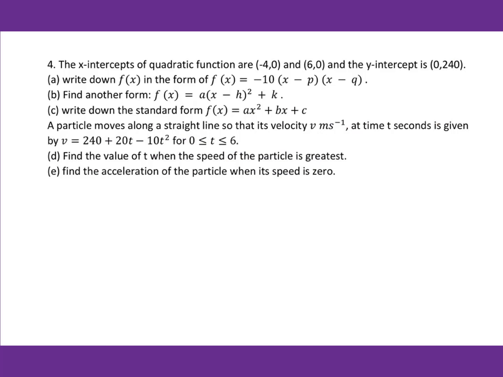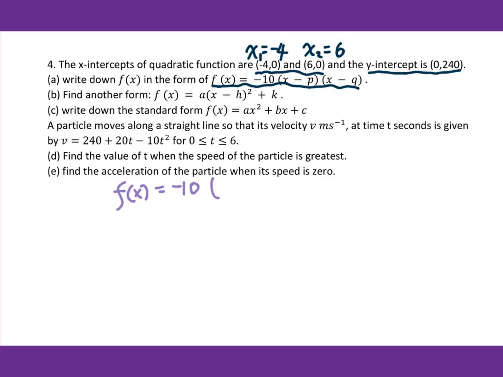For number 4, the x-intercepts of a quadratic function are given. So we got x1 equals negative 4, x2 equals 6. And the y-intercept is this one. Write down f of x in this form. That's a factored form. So we got f of x equals negative 10 times (x plus 4) times (x minus 6).